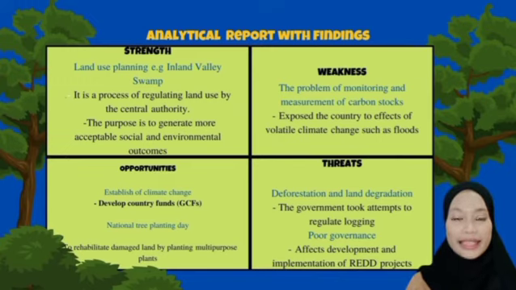The last element is threat. There are several examples of threats such as poor governance, soil depletion, deforestation, and land degradation. It will affect the development and implementation of REDD projects.